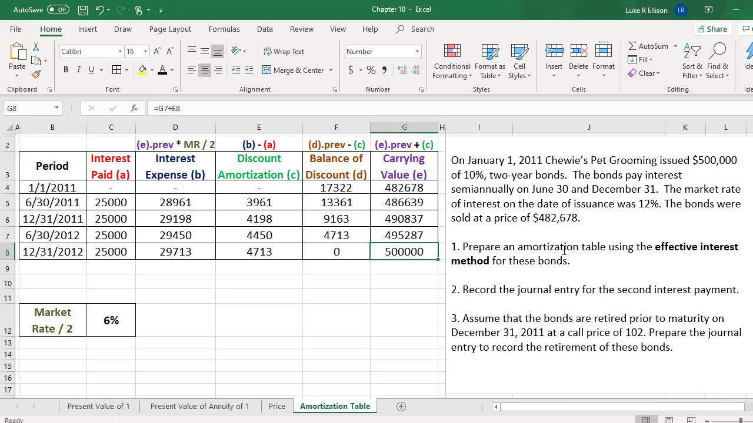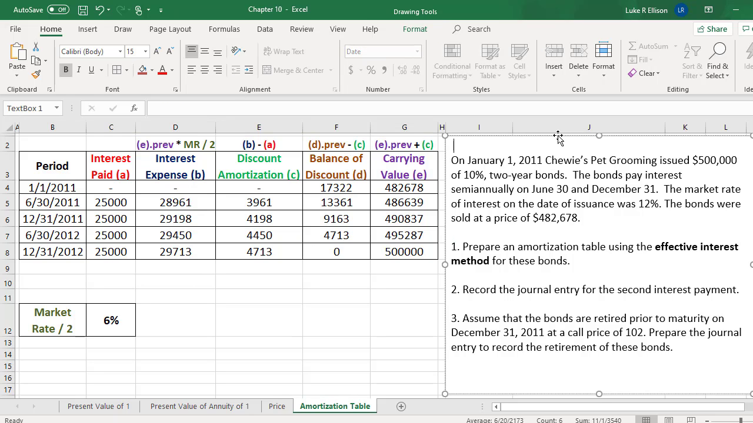Alright, now that we have completed the table, we are ready to move on to step 2, which is to record the journal entry for the second interest payment. So the second interest payment is going to be based on this row right here, and we're going to use the table in order to complete that journal entry.